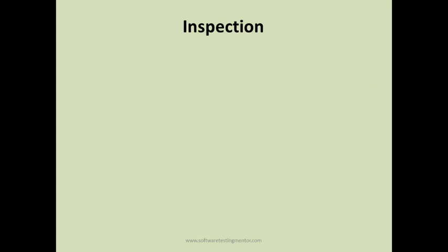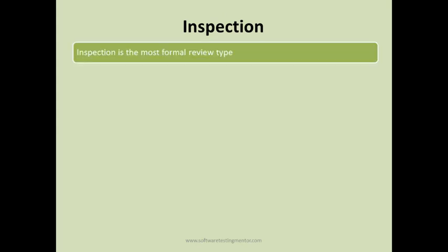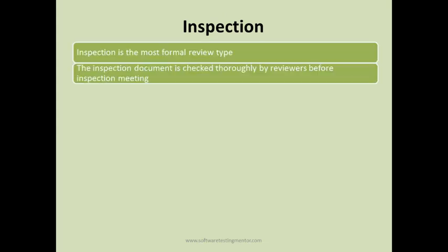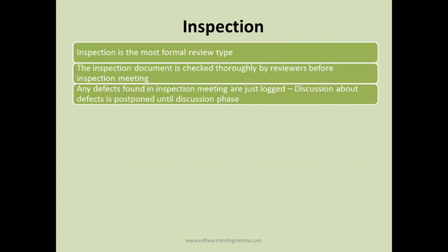And then the other type of review is the inspection. That's the most formal one. So inspection is the most formal review type. The inspection document is checked thoroughly by reviewers before the inspection meeting. So before going to the inspection meeting, it is thoroughly checked by the reviewers. And any defects found in the inspection meeting are just logged. Discussion about defects is postponed until the discussion phase.